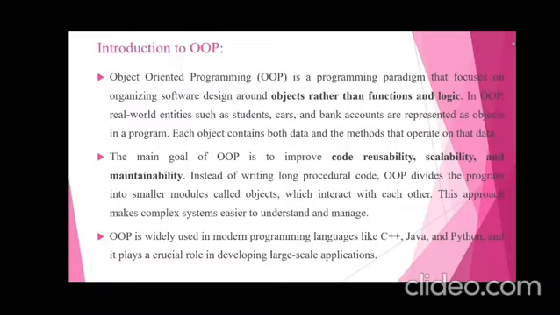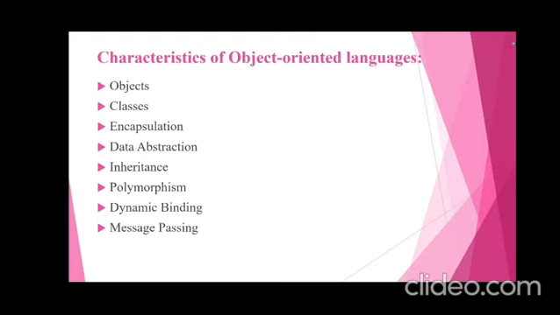So, the next one is characteristics of object-oriented languages. There are 8 characteristics in object-oriented languages. They are: objects, classes, encapsulation, data abstraction, inheritance, polymorphism, dynamic binding, and message passing. So the first one is objects.